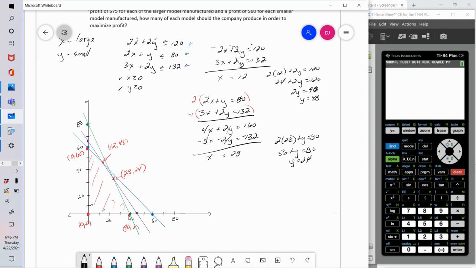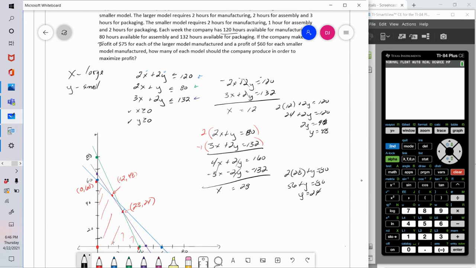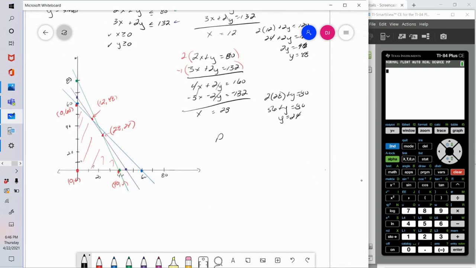Now our profit, notice, the company makes a profit of $75 for each of the larger models and $60 for each of the smaller models. So our profit equation is 75 for the large plus 60 for the small. So I want to find the profit for making 0 of each, 0 large and 60 small, 12 large and 48 small, 28 large and 24 small, and 40 large and 0 small. And those are each my 5 corner points.